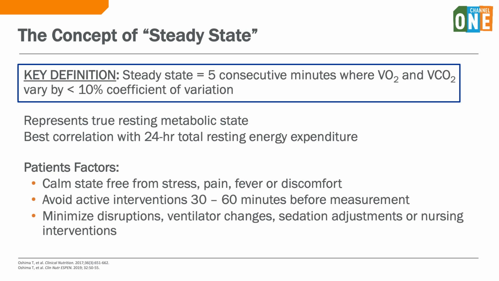It's important that measurements achieve what we call steady state, which is defined as 5 consecutive minutes where VO2 and VCO2 have a small coefficient of variation, which we define as less than 10% variation. This ensures the best correlation with a 24-hour resting energy expenditure measurement.